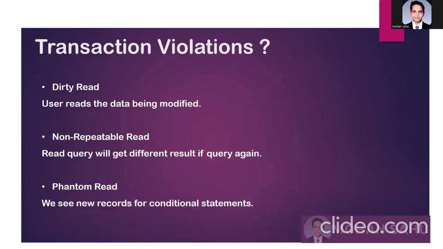So what is dirty read? A dirty read refers to when a user reads data that is being modified. For example, transaction 1 or transaction A has modified the data, but it is still not committed. At this time, if transaction B tries to read the data, that data is called dirty data or a dirty read, because transaction A still did not commit the data. It can modify it further or it can roll back. So whatever data block transaction B is reading, it is a dirty read.